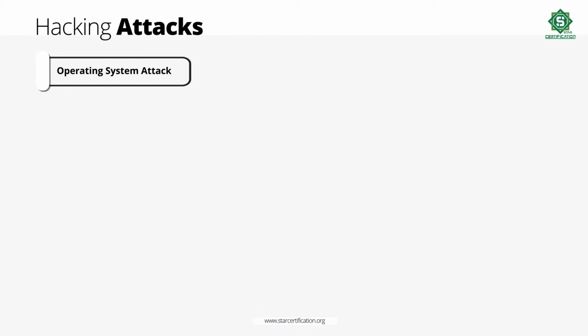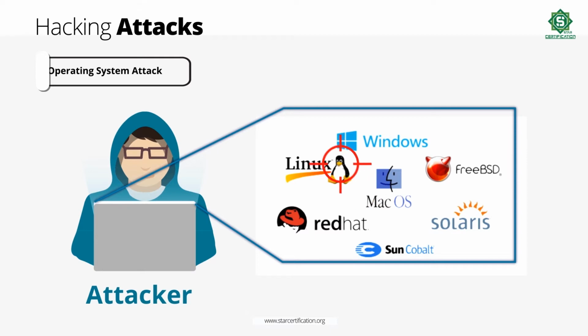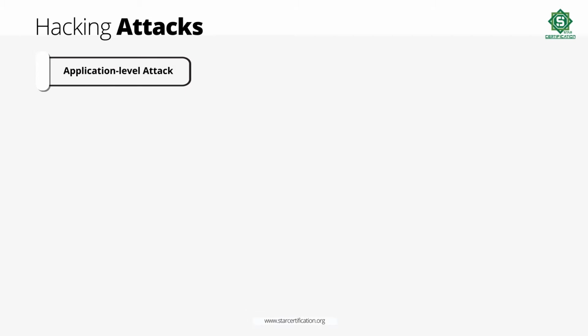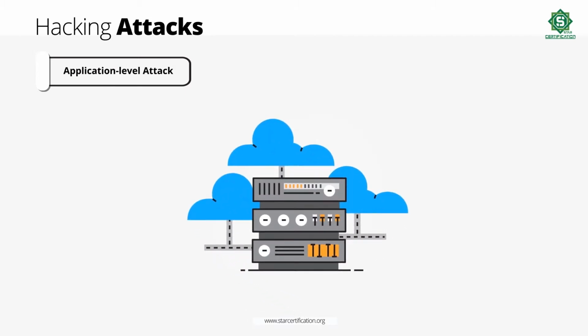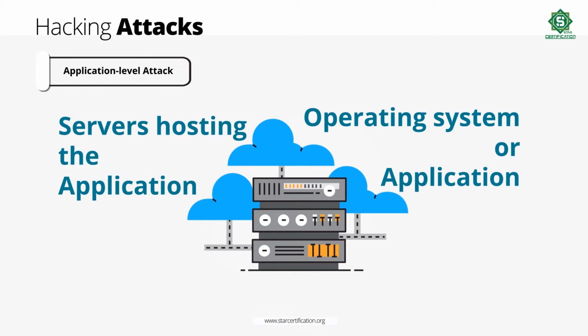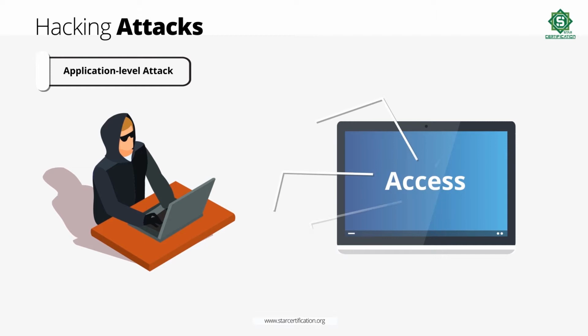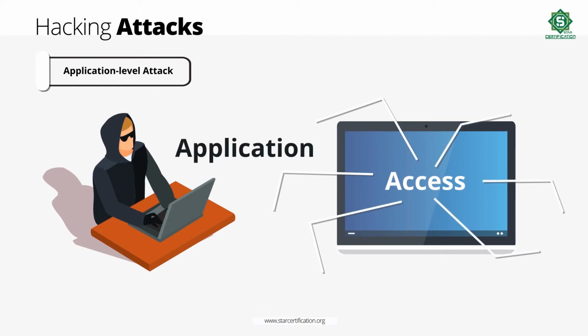Operating system attack. In an operating system attack, the attacker looks for vulnerabilities in an OS which have not been patched. These vulnerabilities can be in the design or the configuration of the OS. Application-level attack. The aim of such an attack is to target servers hosting the application by causing a defect in the operating system or application. By doing this, an attacker bypasses the access control and gains access to the back-end system, application, and network to perform malicious activities.